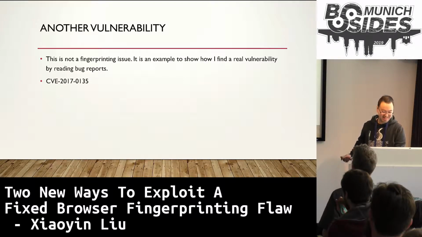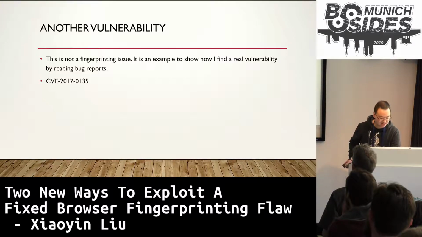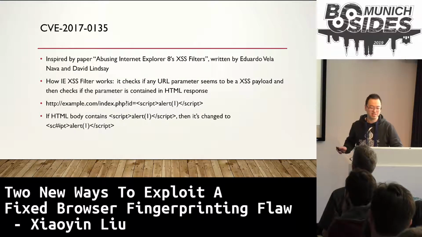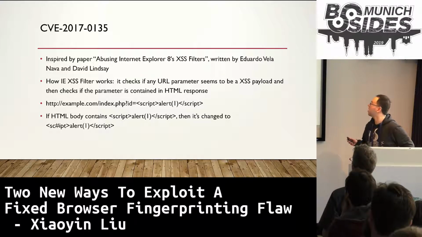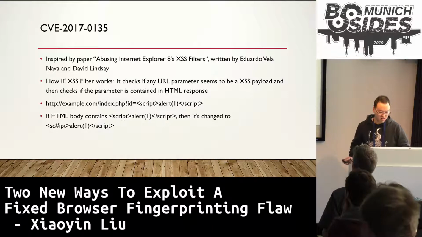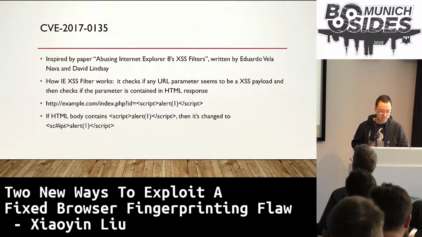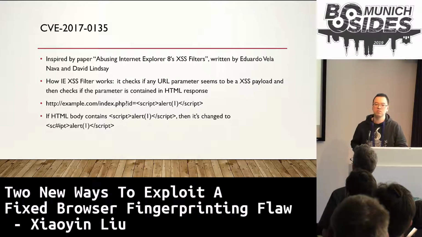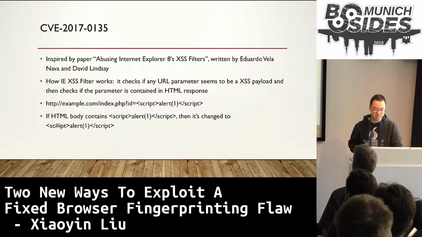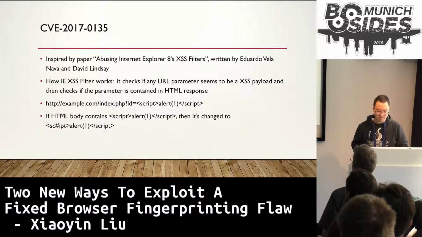And this is CVE-2017-0135. This one, I got the inspiration from a paper on Internet Explorer 8 cross-site scripting filters. It was written by these two people. First of all, the paper tells me how the cross-site scripting filter works. Basically, the cross-site scripting filter is used to mitigate reflected cross-site scripting attacks. It checks if any URL parameter seems to be a cross-site scripting payload.